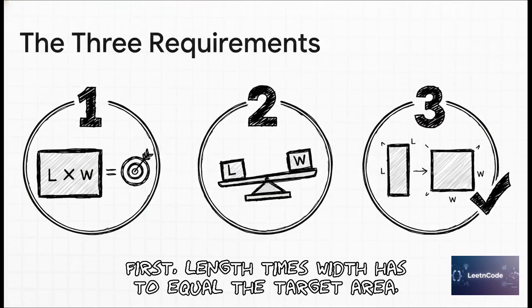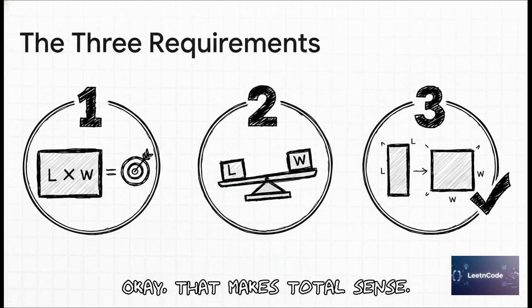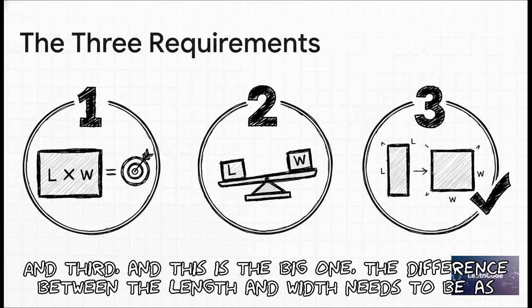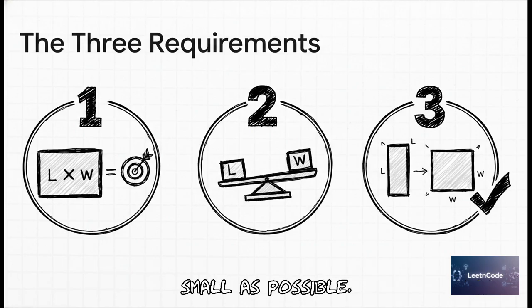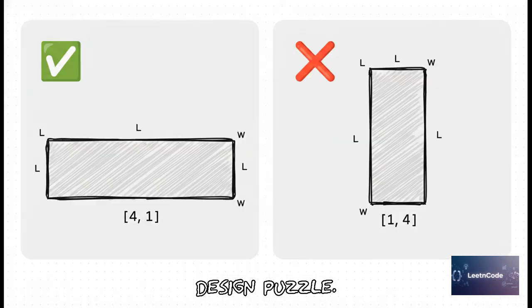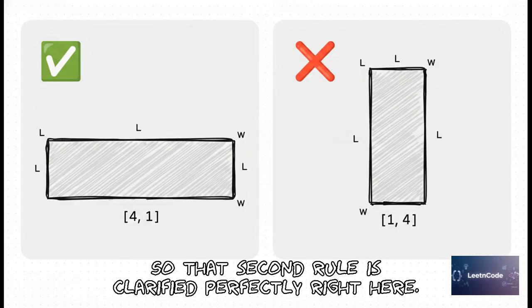Let's break these down. First, length times width has to equal the target area. Okay, that makes total sense. Second, the length has to be greater than or equal to the width. And third, and this is the big one, the difference between the length and width needs to be as small as possible. That last rule is really what turns this from a simple math problem into a genuinely interesting design puzzle.